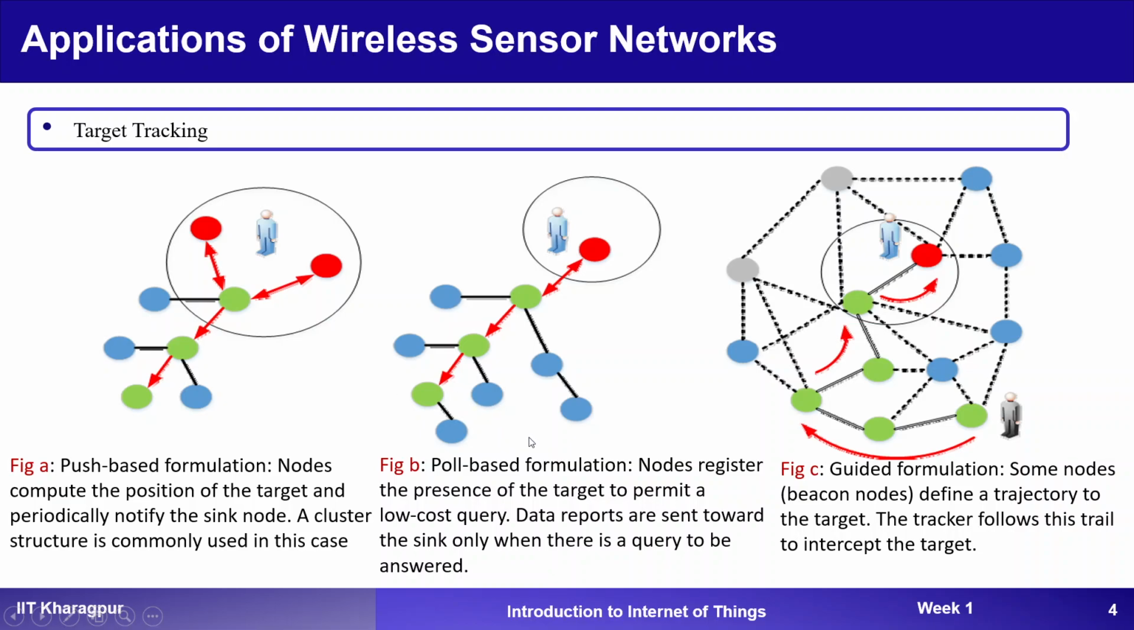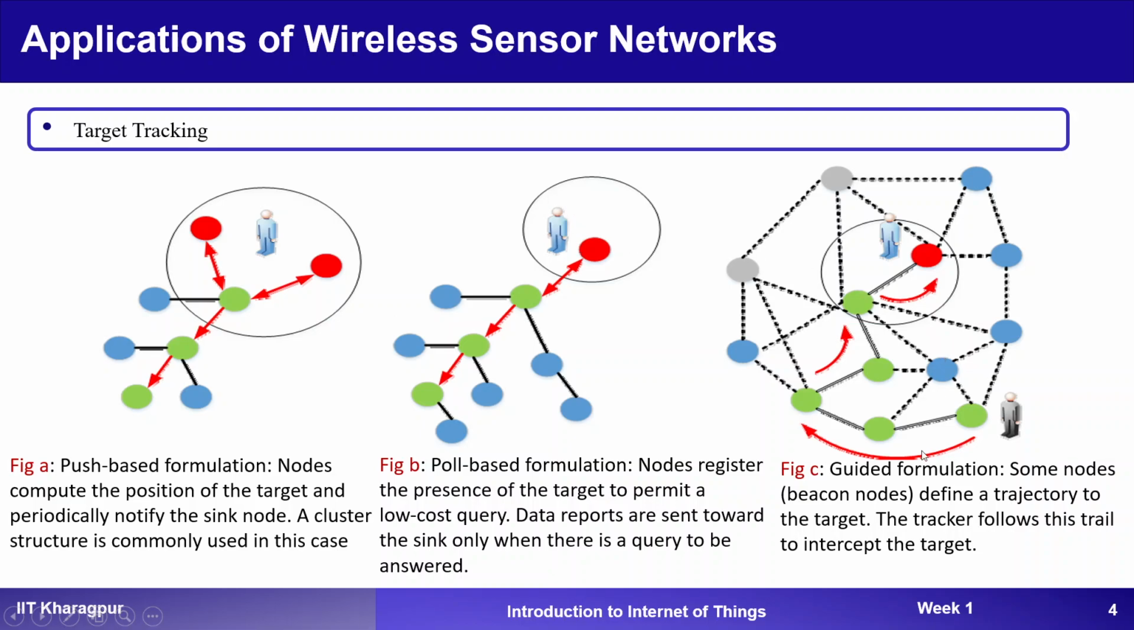However, in case of your pull-based formulation, the sensors are not going to transmit the information to the sink. They only send this information whenever a query is sent by the sink to the sensors. These sensors report the presence of the target and store that information in their storage. And whenever the sink node asks for the information, they are going to send that information to the sink node. And on the basis of that information, we are going to track where your target is.